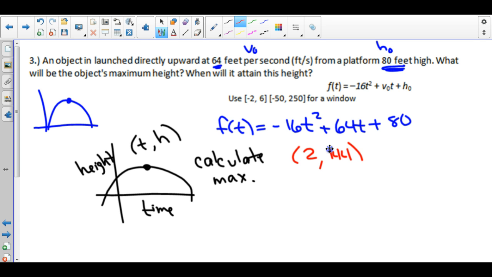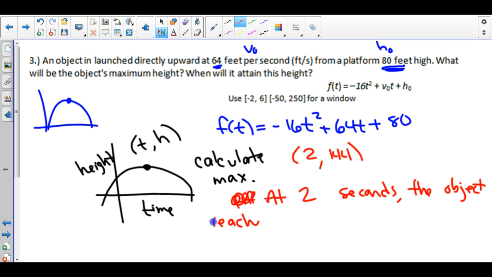As far as the problem solving standard, I would love it if you guys could answer this in a complete sentence. So what you would say is after 2 seconds, or at 2 seconds we could say, the object reaches a maximum height of 144 feet.